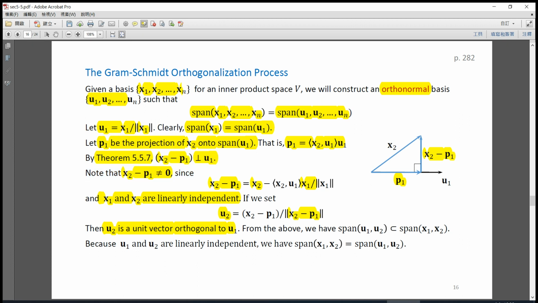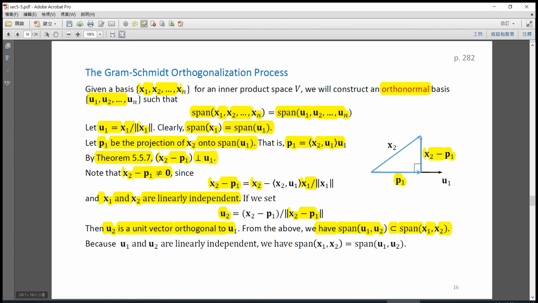And from the above, we know the span of u1, u2 is a subset of the span of x1, x2 because u1 equals x1 divided by its norm, and u2 equals x2 minus p1 divided by its norm, and x2 minus p1 is a linear combination of x1 and x2. Therefore, the span of u1, u2 is a subset of the span of x1 and x2.